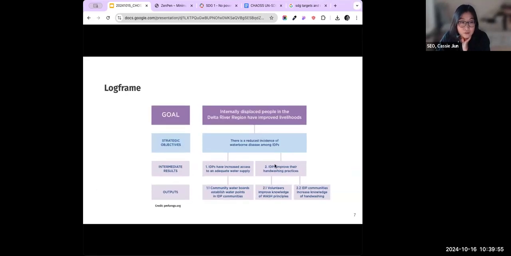This is what that often looks like in a log frame format. The goal is that internally displaced people in this particular region have improved livelihoods. To us, that's as broad as eliminate poverty. How would you do that? Often in that goal there are multiple strategic objectives. Then for improved livelihood, this particular project looks at the incidence of waterborne disease among IDPs. IDPs are internally displaced people.